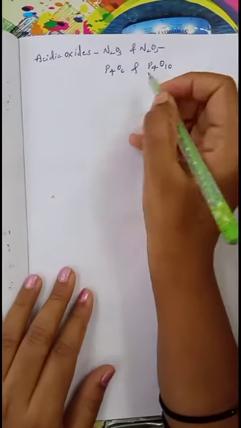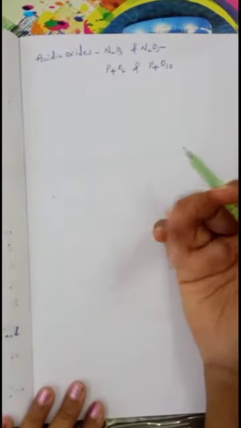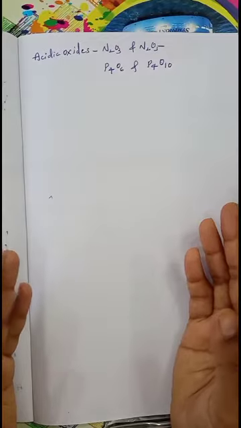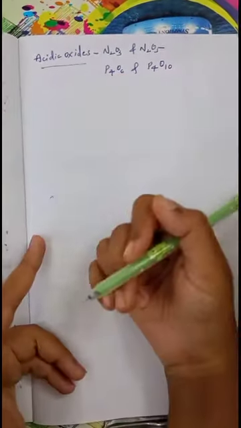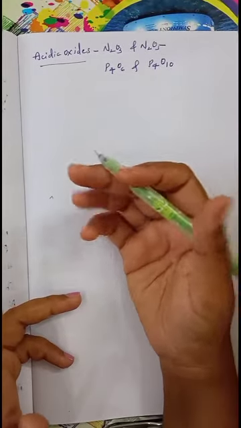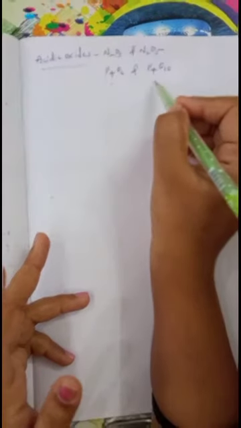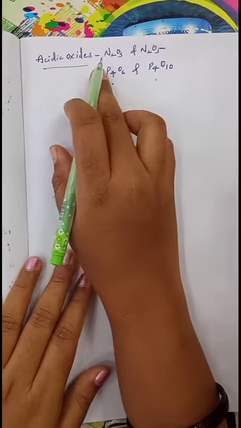Okay. So now we will discuss different types of oxides. That means which can show acidic nature, which can show basic nature, which can show amphoteric nature, and which are neutral. That kind of oxides we will discuss now. Firstly, acidic oxides. Among the oxides of nitrogen and phosphorus we have discussed, N2O3 and N2O5, P4O6 and P4O10, these four act as acidic oxides.